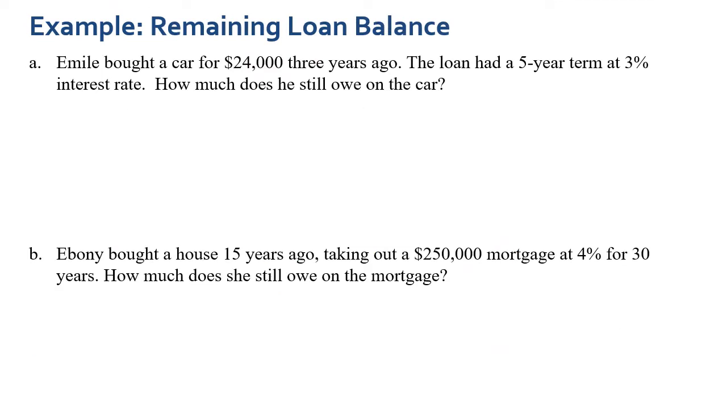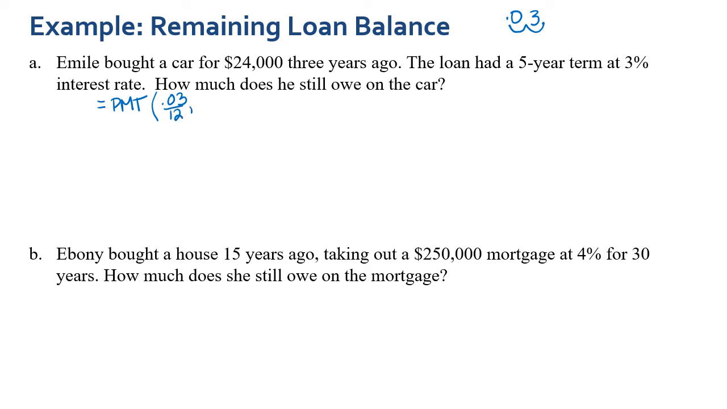Example, remaining loan balance. Emil bought a car for $24,000 3 years ago. The loan had a 5-year term at a 3% interest rate. How much does he still owe on the loan? To figure this out, we will do equals PMT. Step 1 is to figure out the payment. 3% as a decimal is 0.03, because moving the decimal point over 2 to the left leaves us with 0.03. Divided by 12, because he'll be doing monthly payments.